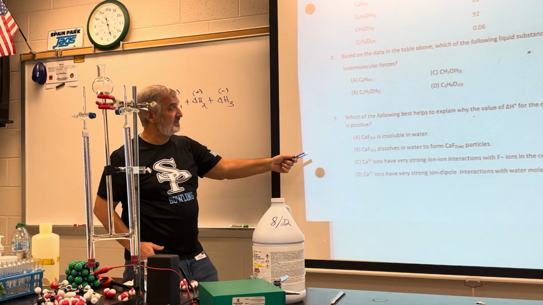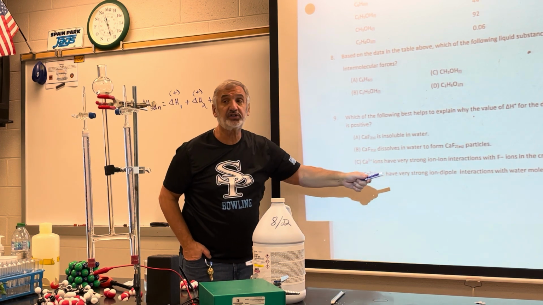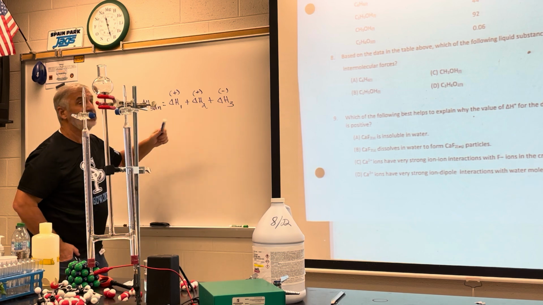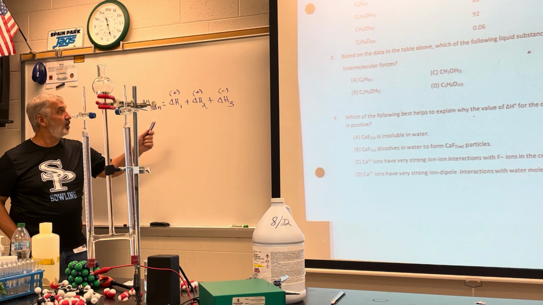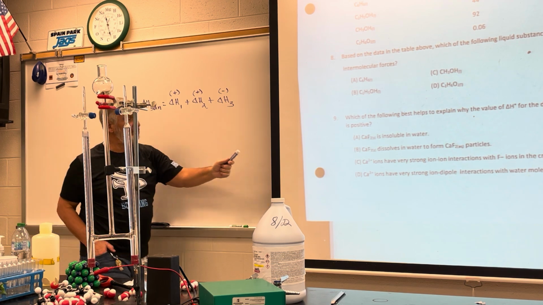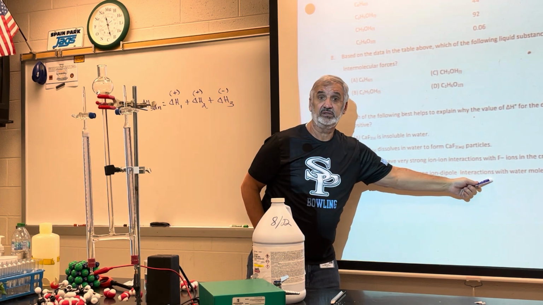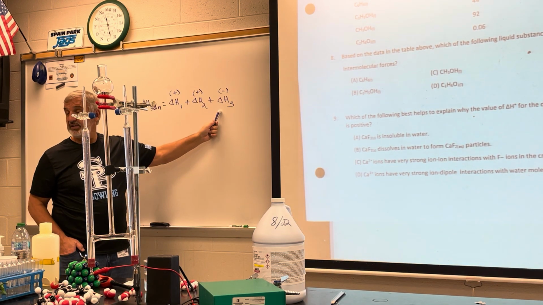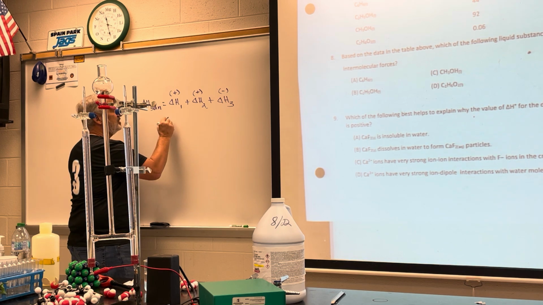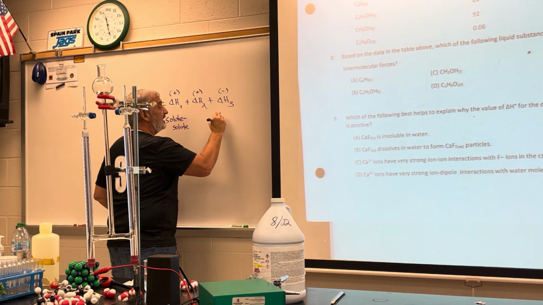So which one of these, calcium ions have very strong ion-to-ion interactions with fluoride ions in the crystal lattice. Which one of these values is it referring to? Delta H1, 2, or 3? 1, which is always positive. What about calcium ions have very strong ion-to-dipole interactions with water molecules? H3. That's your delta H3, right? This is your solute to solute, and since it's ionic, it's talking about the lattice energy. This is your energy of hydration.